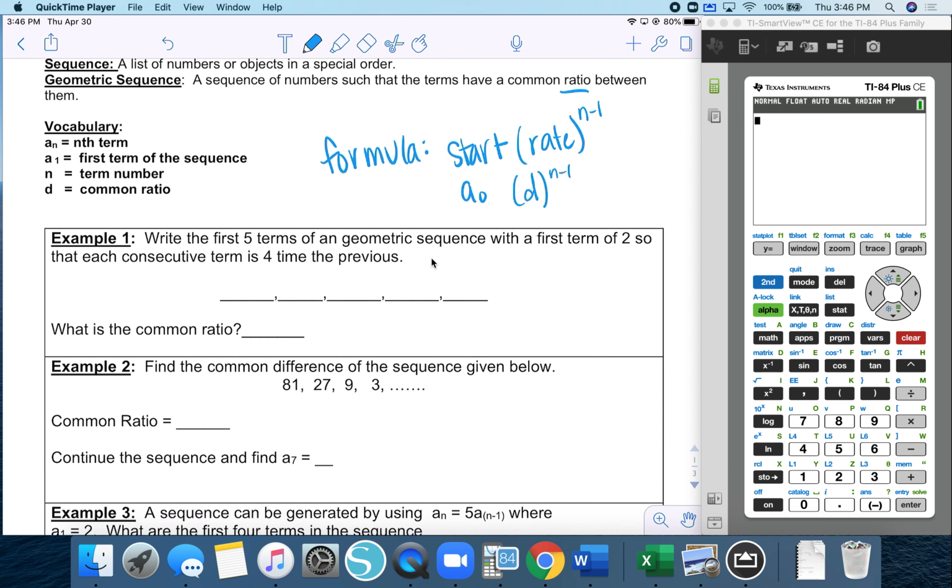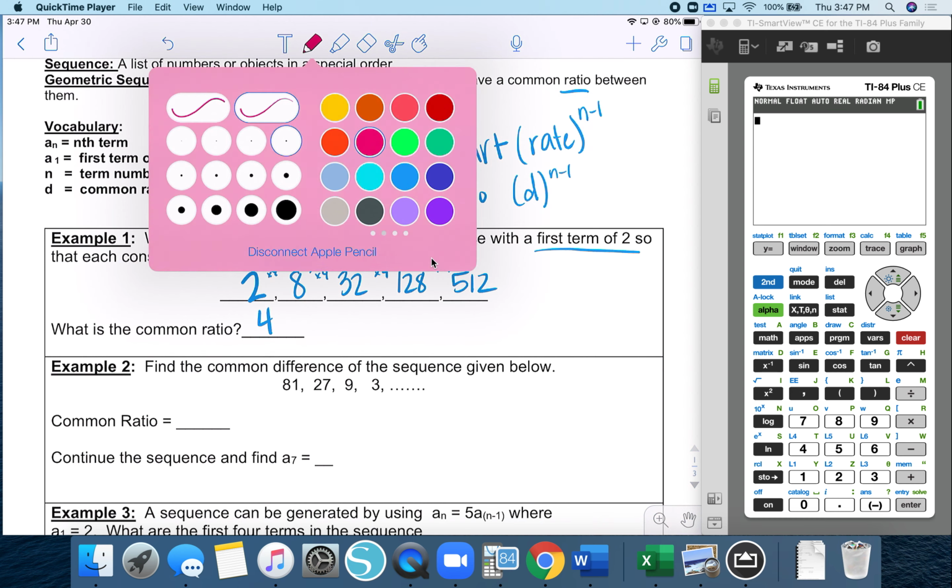So you need to make sure you see that your terms are going to be listed just a slight bit different. So example 1 wants us to write the first 5 terms of a geometric sequence with a first term of 2. So I have that number 2 right there, where each consecutive term is 4 times the previous. So 2 times 4 would be 8. 8 times 4 would be 32. 32 times 4 would be 128. And 128 times 4 would be 512. My common ratio is 4 times the previous, so my common ratio is going to be 4.